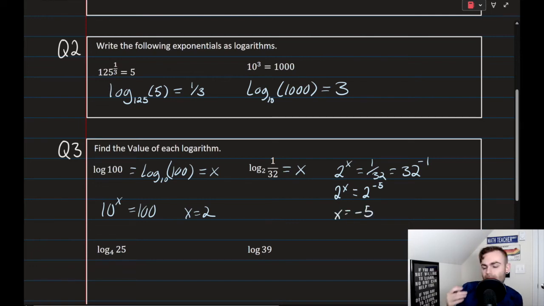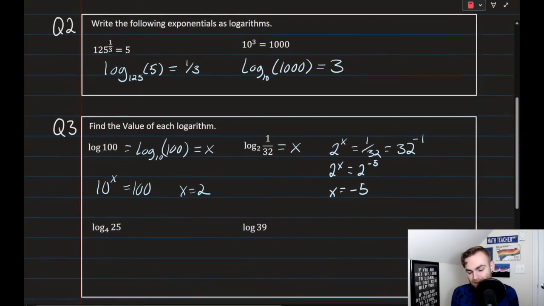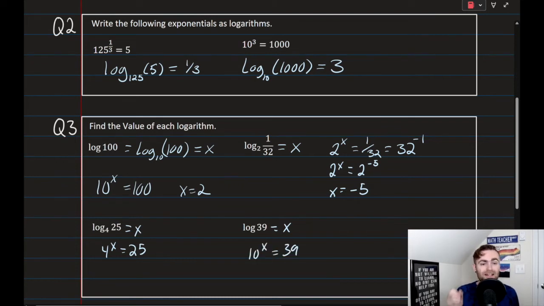Not too bad. Now I spy with my little eye something different about the bottom two. If you notice, if I rewrite these as exponentials, I would get 4 to the x power is equal to 25, and I would get 10 to the x power is equal to 39. Those aren't pretty. There's not a nice power that works there. And when there's not a nice power that works there, we really don't have the tools. We're not well equipped enough to be able to answer this question without a calculator.